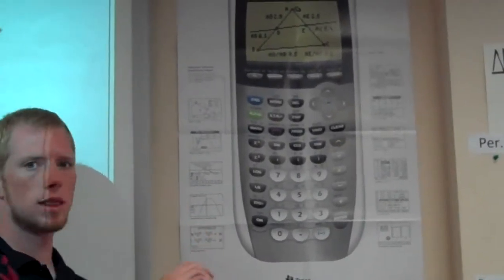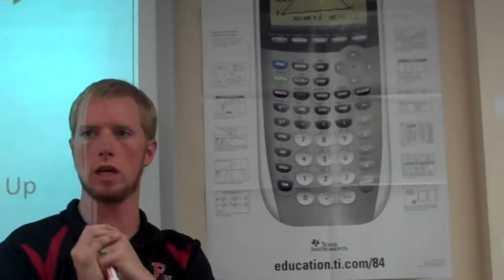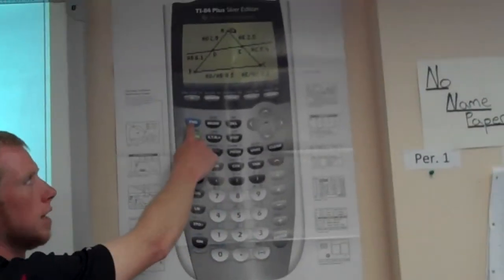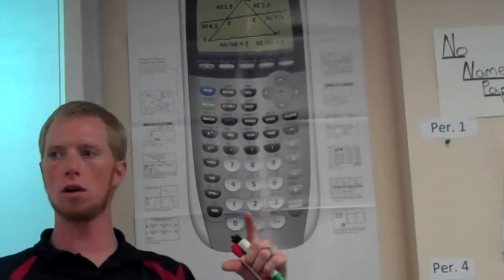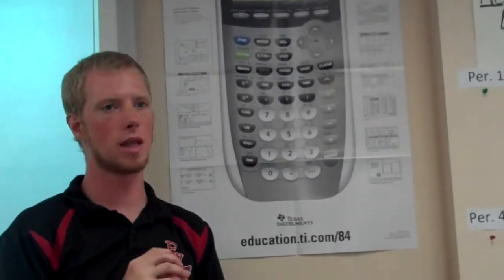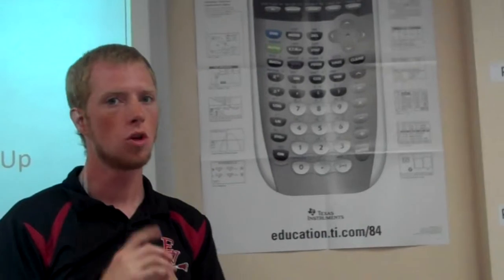Now, in order to get the table of values that you need, all you would have to do is hit second, table, and then fill out all your values. And it's just that simple. Okay? So now let's look at something that is translated over this way.